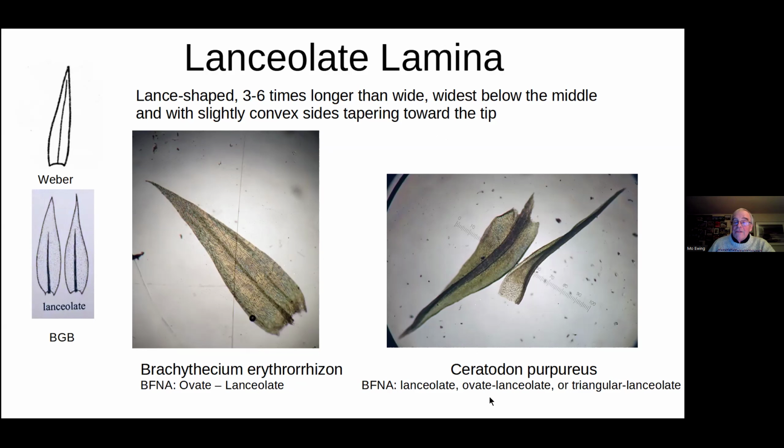In BFNA, Ceratodon purpureus was described as being lanceolate, ovate lanceolate, or triangular lanceolate. And that's the other problem with picking a particular species to show you what a shape looks like, because the leaves vary depending on the plant, and sometimes they vary even on the same plant, like any other kind of plant. But this is lanceolate.